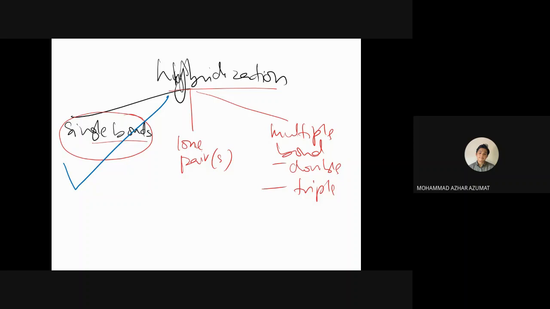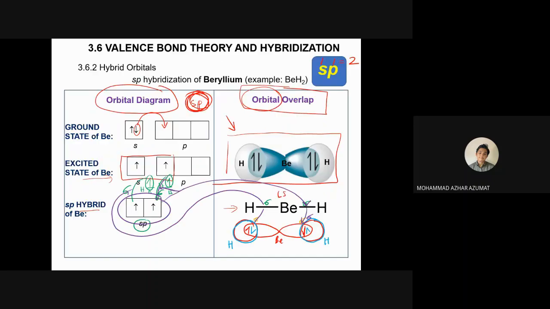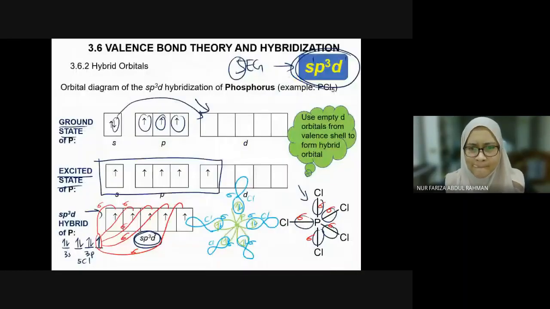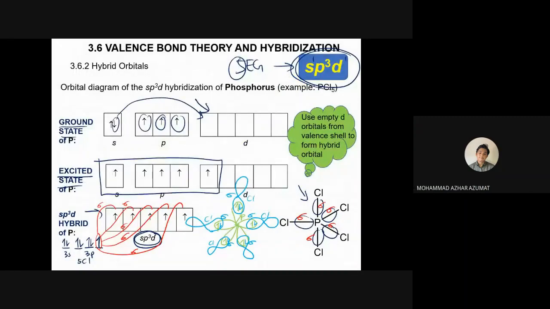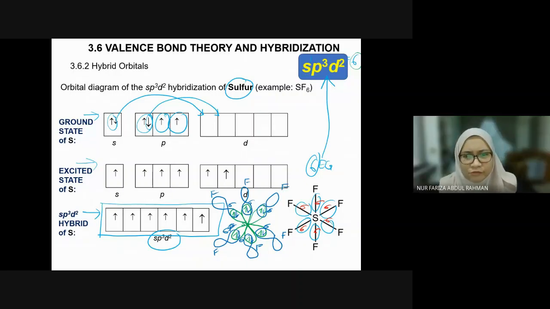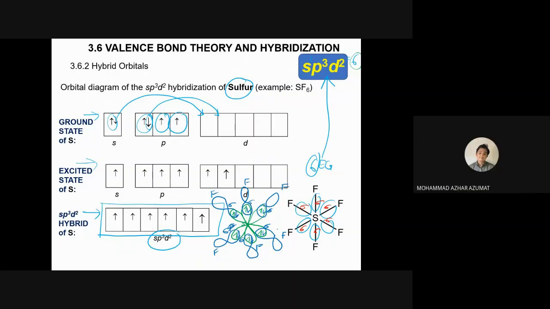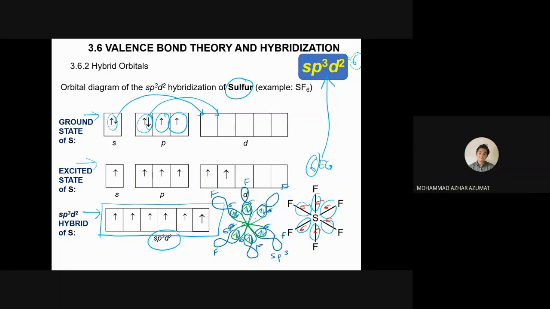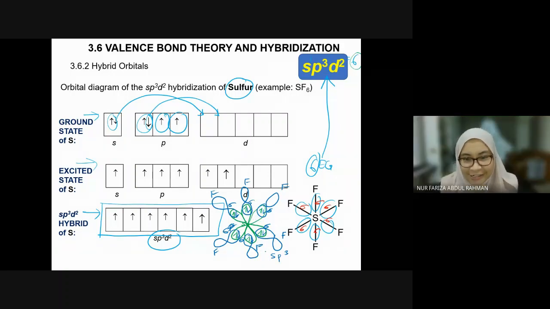Yang kenapa madam lukis yang S orbital tu macam P orbital? Sama je. Bukan S orbital spotnya sphere ke? Yang mana? Kat mana? SP3D tu ke? Ya. Yang SP3D2 tu. Dekat orbital overlap ke? Mana tunjukkan saya mana S orbital. Patutnya tak ada S orbital di sini. Oh, ya. Mana S ni?